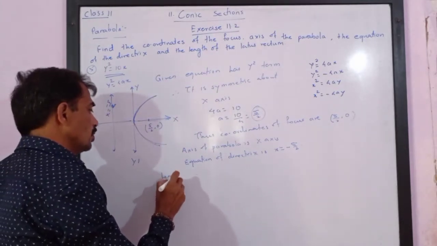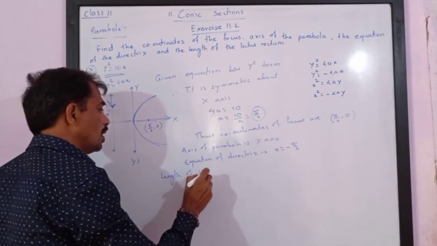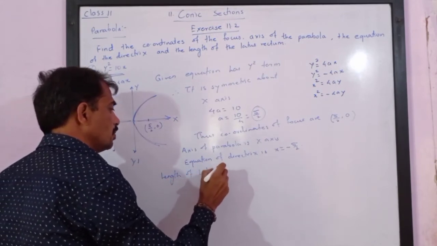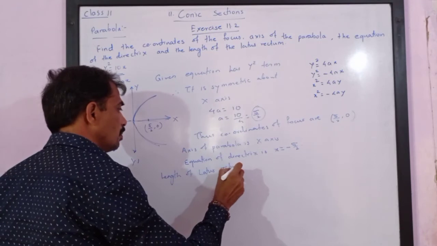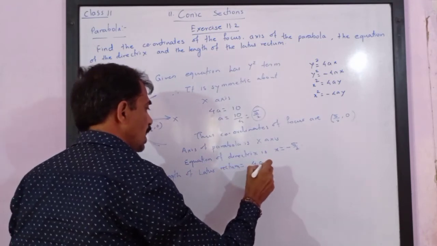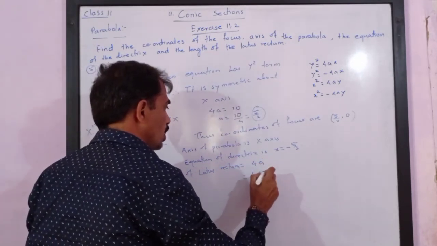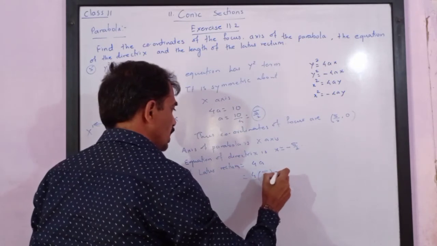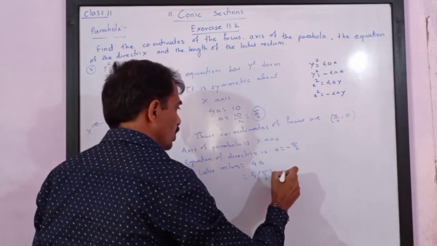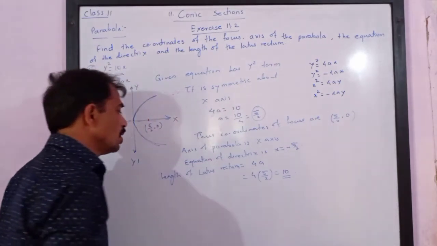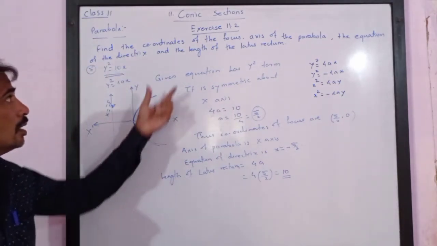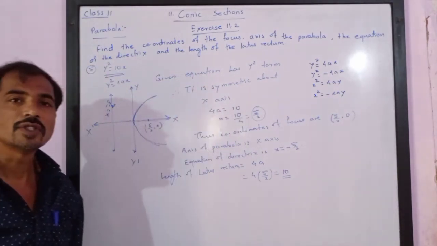is equal to 4 times a, that is equal to 4 into 5 upon 2, that is equal to 10 units. So these are the answers of the questions asked.